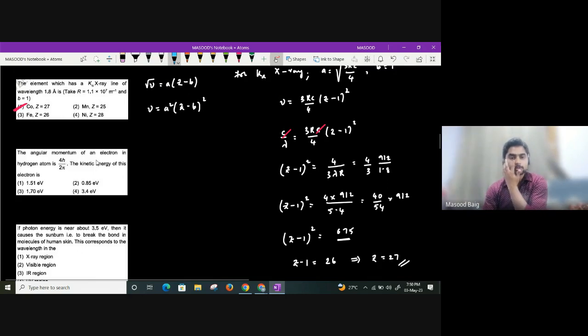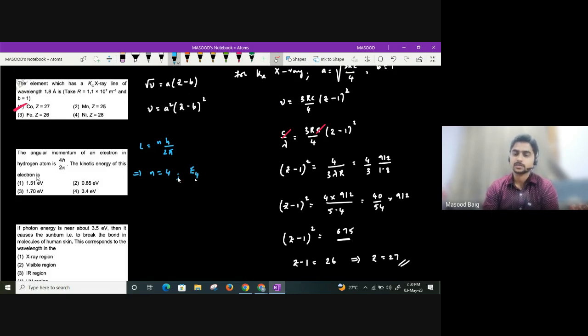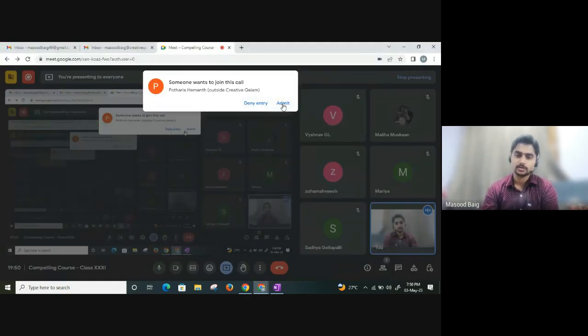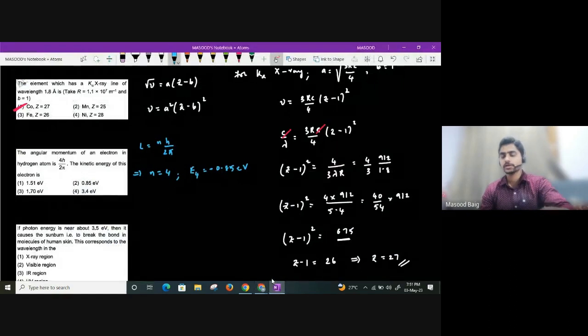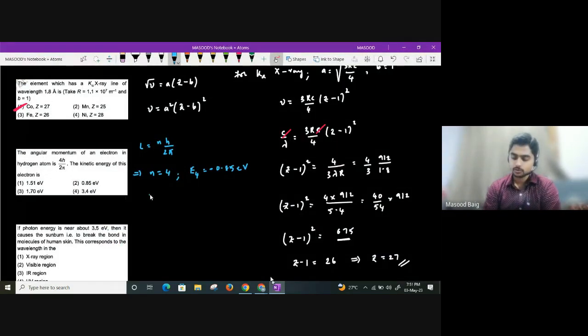Next question. If you see, the angular momentum of an electron in a hydrogen atom is, so we all know angular momentum will be an integral multiple of h by 2 pi. So it is given as 4h by 2 pi, which implies n value will be 4. Yes or no? And we know in the fourth orbit, what is the energy? First orbit minus 13.6, minus 3.4, minus 1.51, I think minus 0.85 you will get. Minus 0.85 is the energy in the fourth orbit. Negative energy means it is a bounded orbit again, or the electron is bound to revolve in the circular orbit.